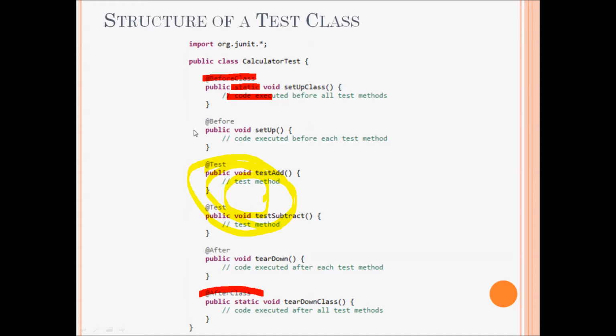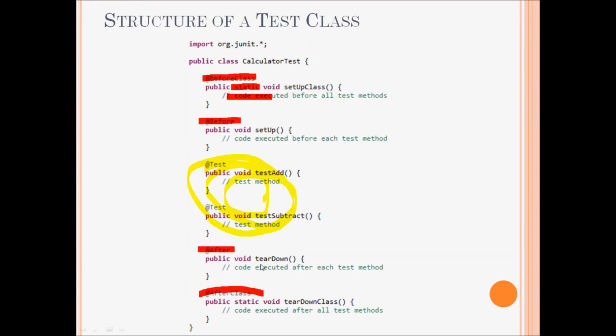And the method annotated with the @Before annotation is executed before each test method in the test class. So we can put code that needs to be executed repeatedly before each test method in this method, the method that is marked with the @Before annotation. And in contrast with the @Before method, we have the @After method.